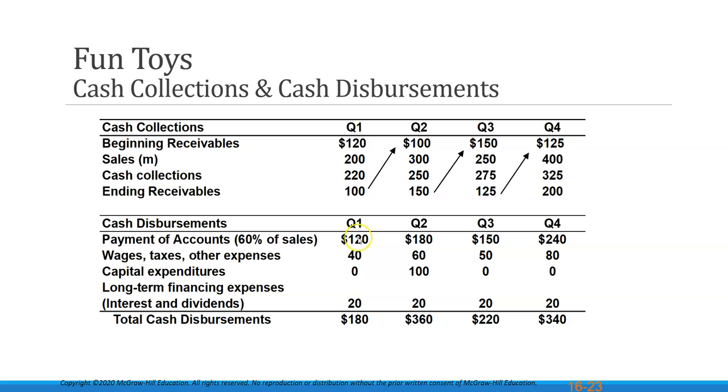Then we have our payments out. So we have payments out to $128 and wages, it's in millions. And we don't have any capital expenditures in quarter one, but we do have a capital expenditure in quarter two. We also have the interest and dividends that we pay every quarter.